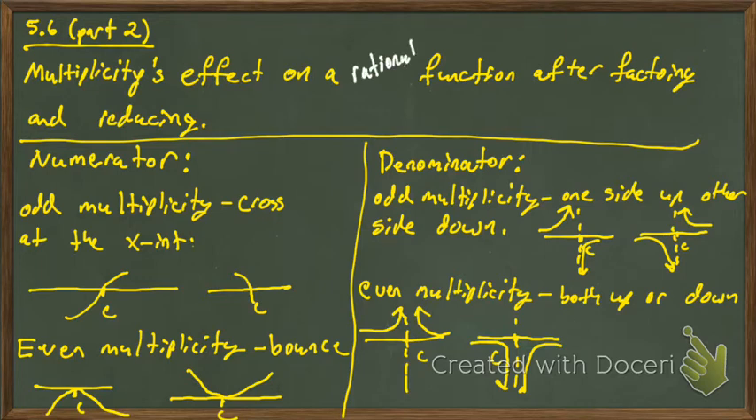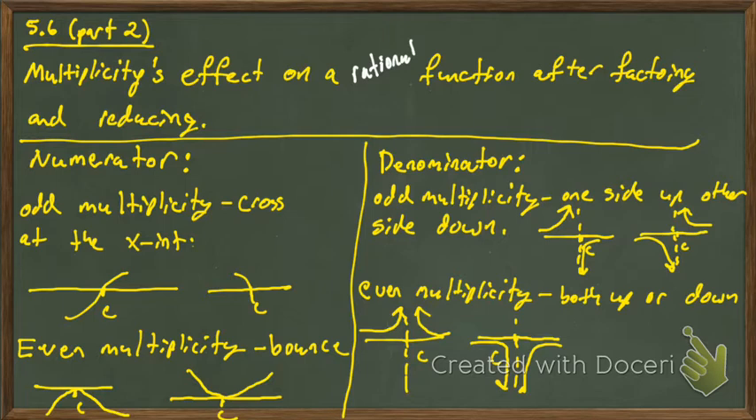after factoring and reducing. So here we are going to stay away from having any sort of holes in the graph. For the problems we're going to look at, either the degree is going to be 1 or 2, or the multiplicity of the factor is going to be 1 or 2.